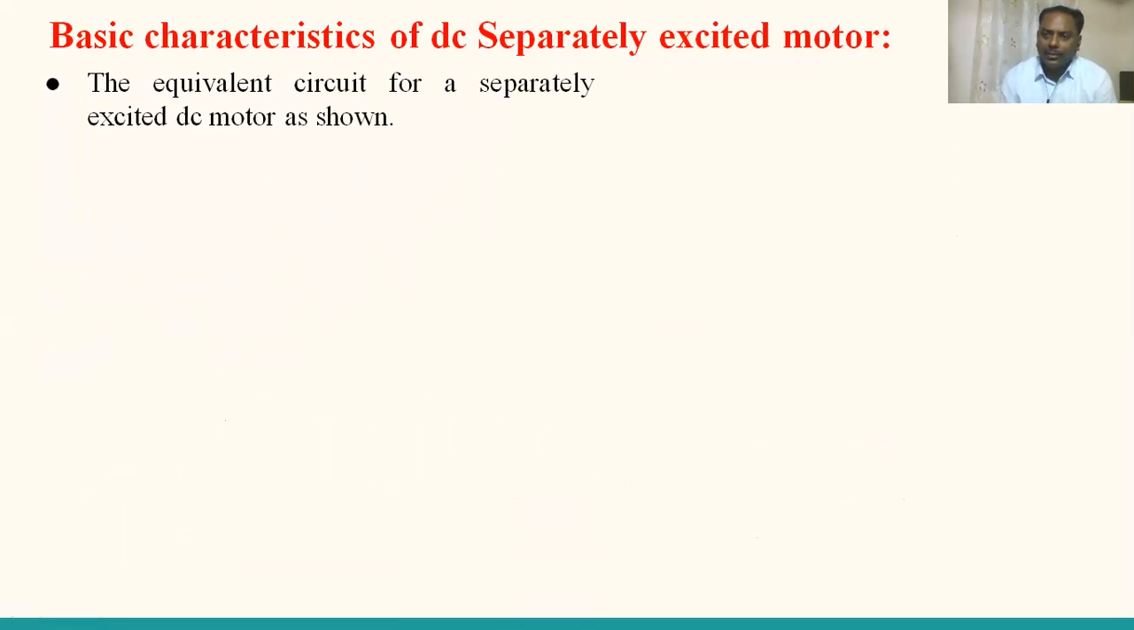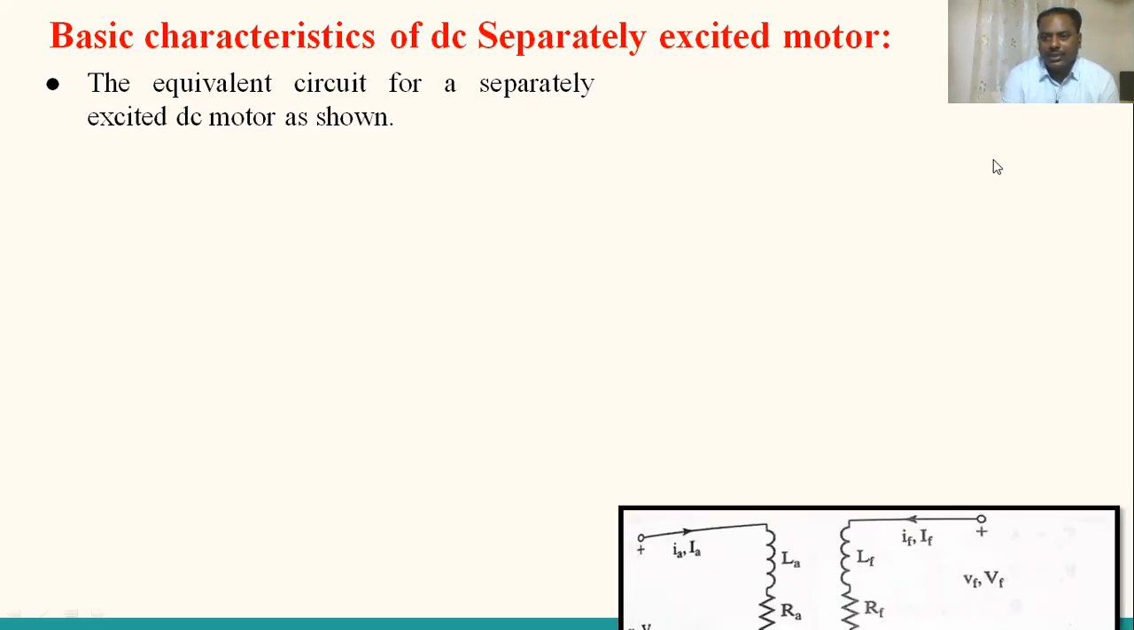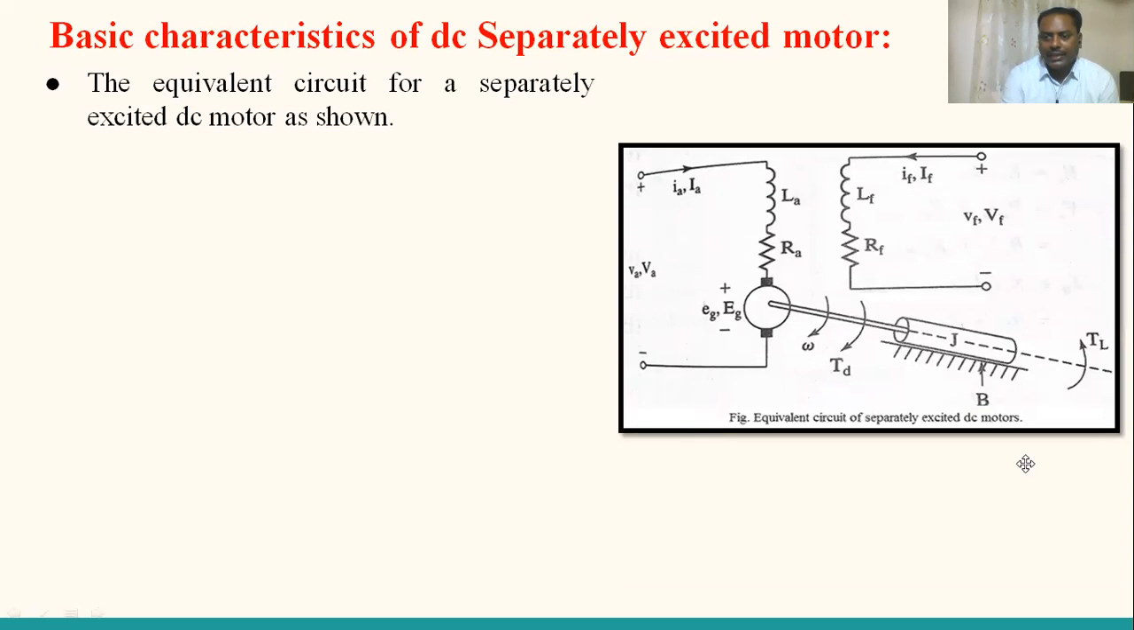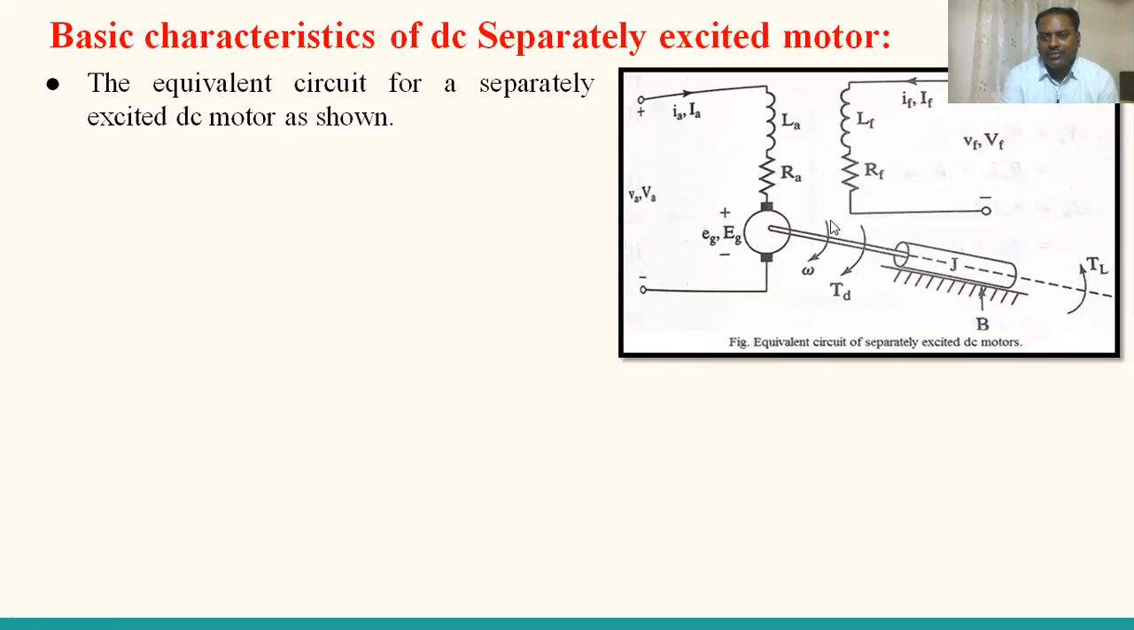So the equivalent circuit of a separately excited motor. Generally, the separately excited motor has a field circuit as well as the armature circuit. Just see here how it is to be designed. This is the equivalent circuit of the DC separately excited motor. It consists of an armature circuit as well as the field circuit. The field circuit is excited by field voltage VF and the armature circuit is excited by armature voltage VA.